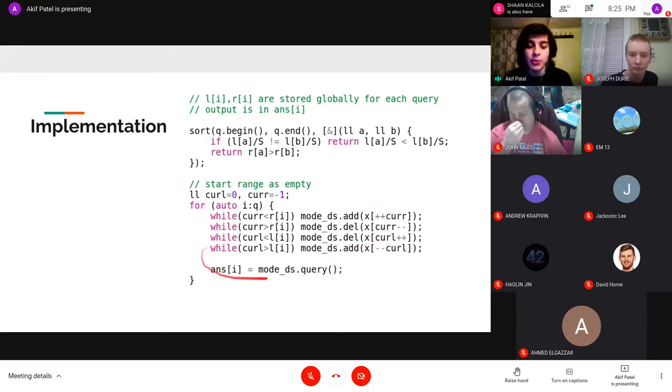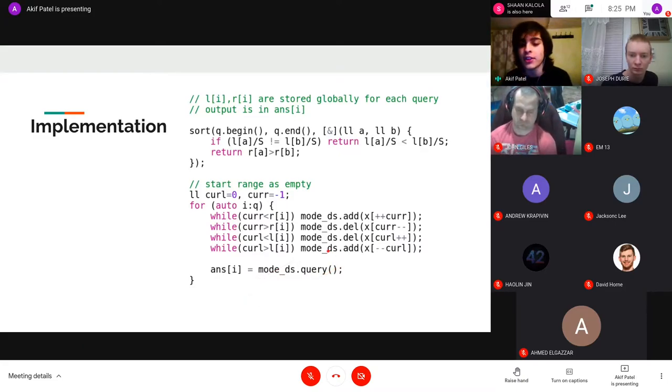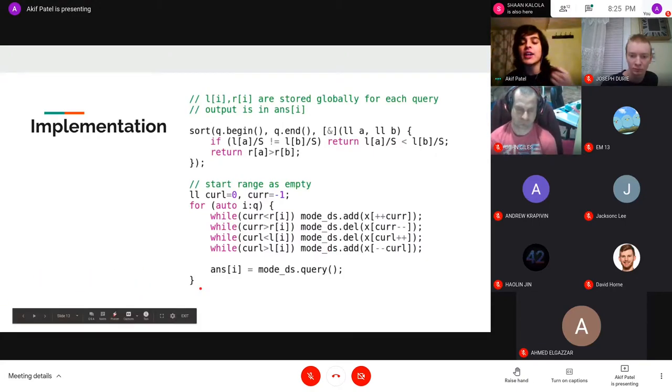And then finally, we just store the answer for that query by calling the query function on our mode data structure. And at the end, we would just print out all the answers for the queries in order. So just from i equals 0 to max q, and then print out ans[i]. Any questions?